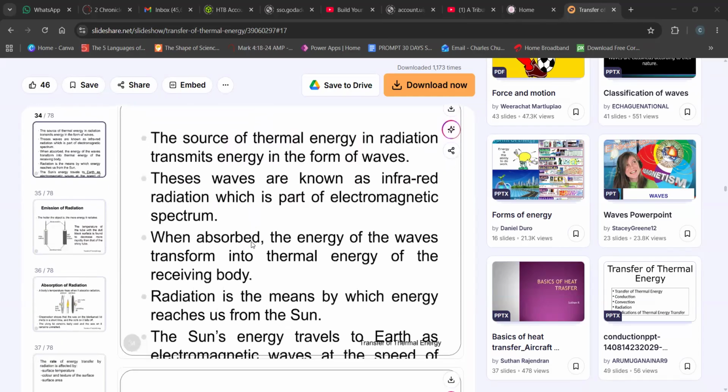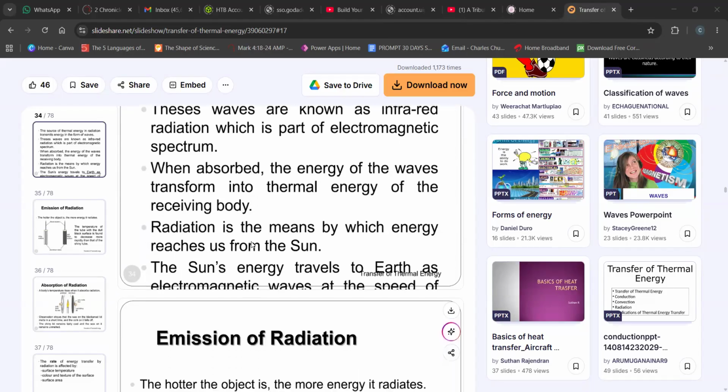What essentially happens for radiation: the source of thermal energy in radiation transmits energy in the form of waves. These waves are known as infrared radiation, which is part of the electromagnetic spectrum. This is just basically explaining what's happening. The energy of the waves transforms into thermal energy of the receiving body. And radiation is the means, like I said, by which energy reaches us from the sun.